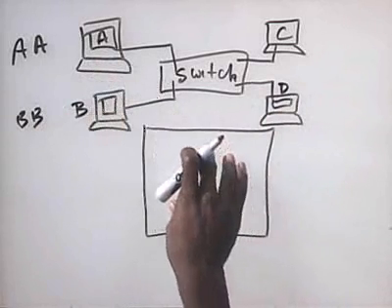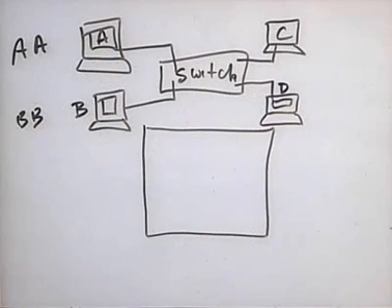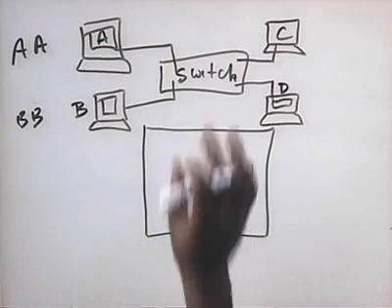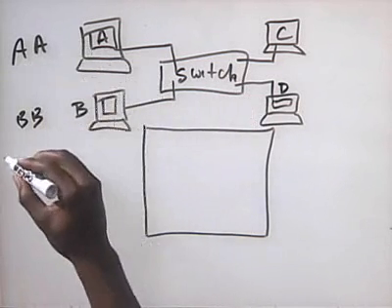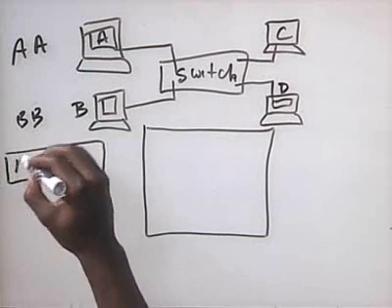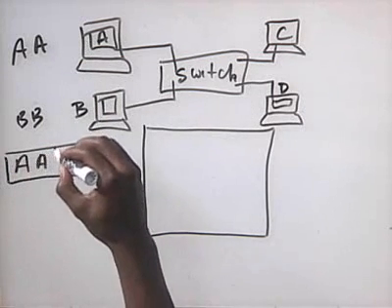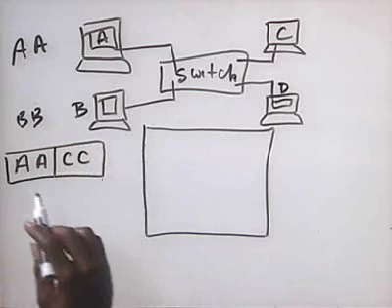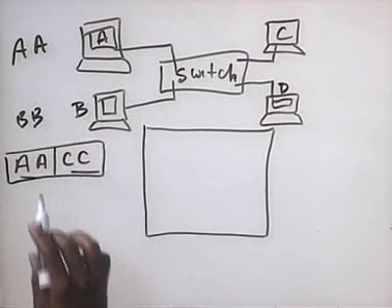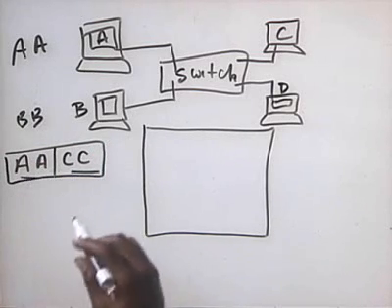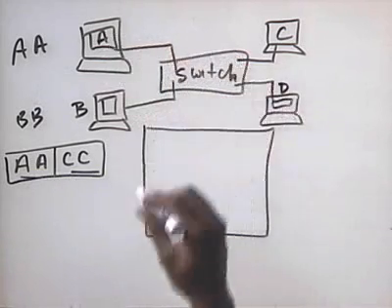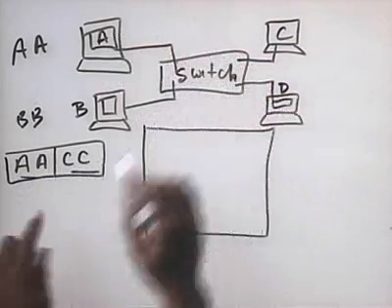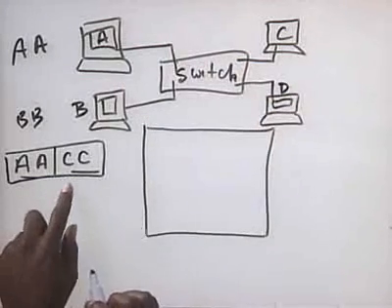Initially, when the switch is first powered on and devices are first plugged in, the switch's MAC address table is empty. Device A sends out a frame to device C. Here's the source address, destination address. Device A sends a frame to C. The frame comes in on port 1, and the switch looks at the destination address here.